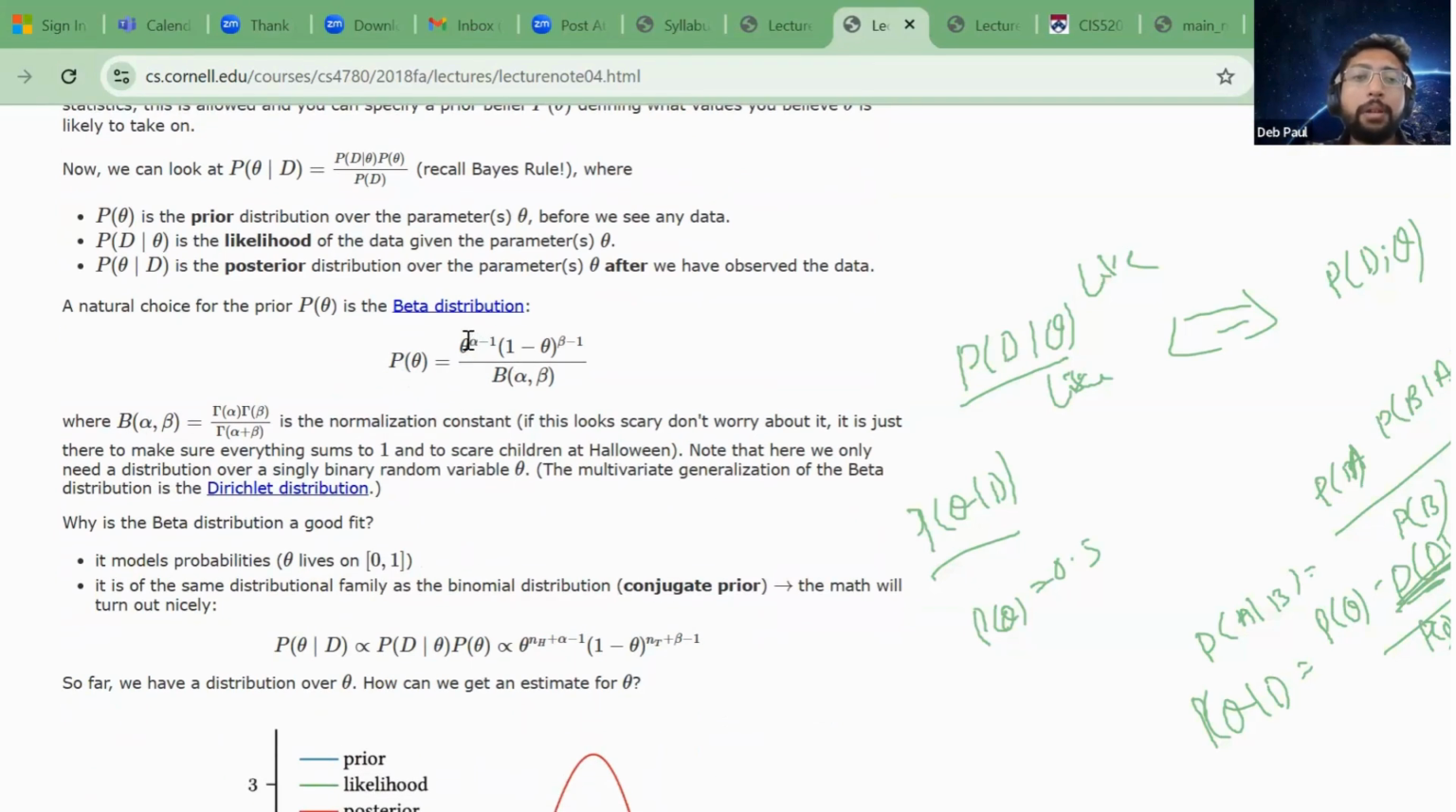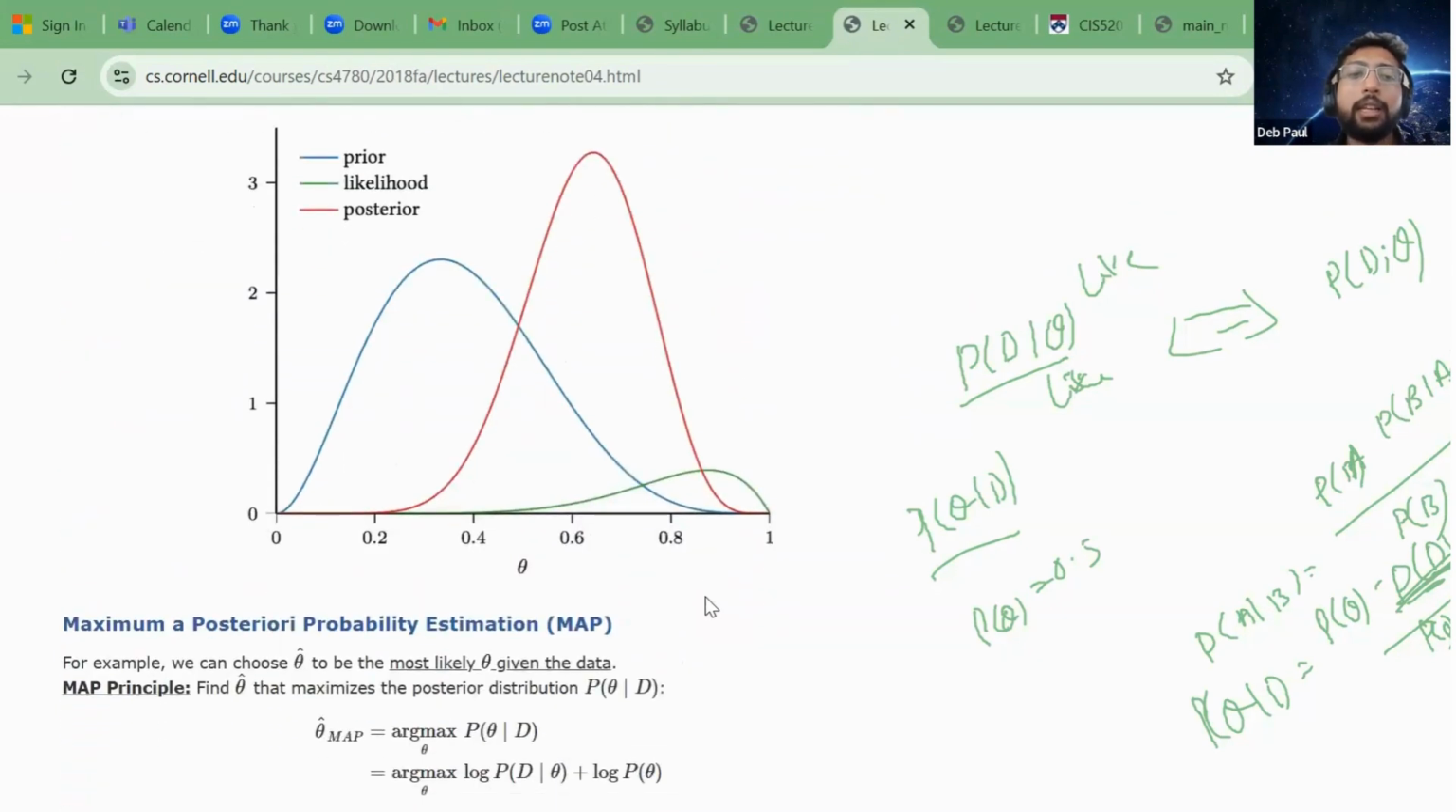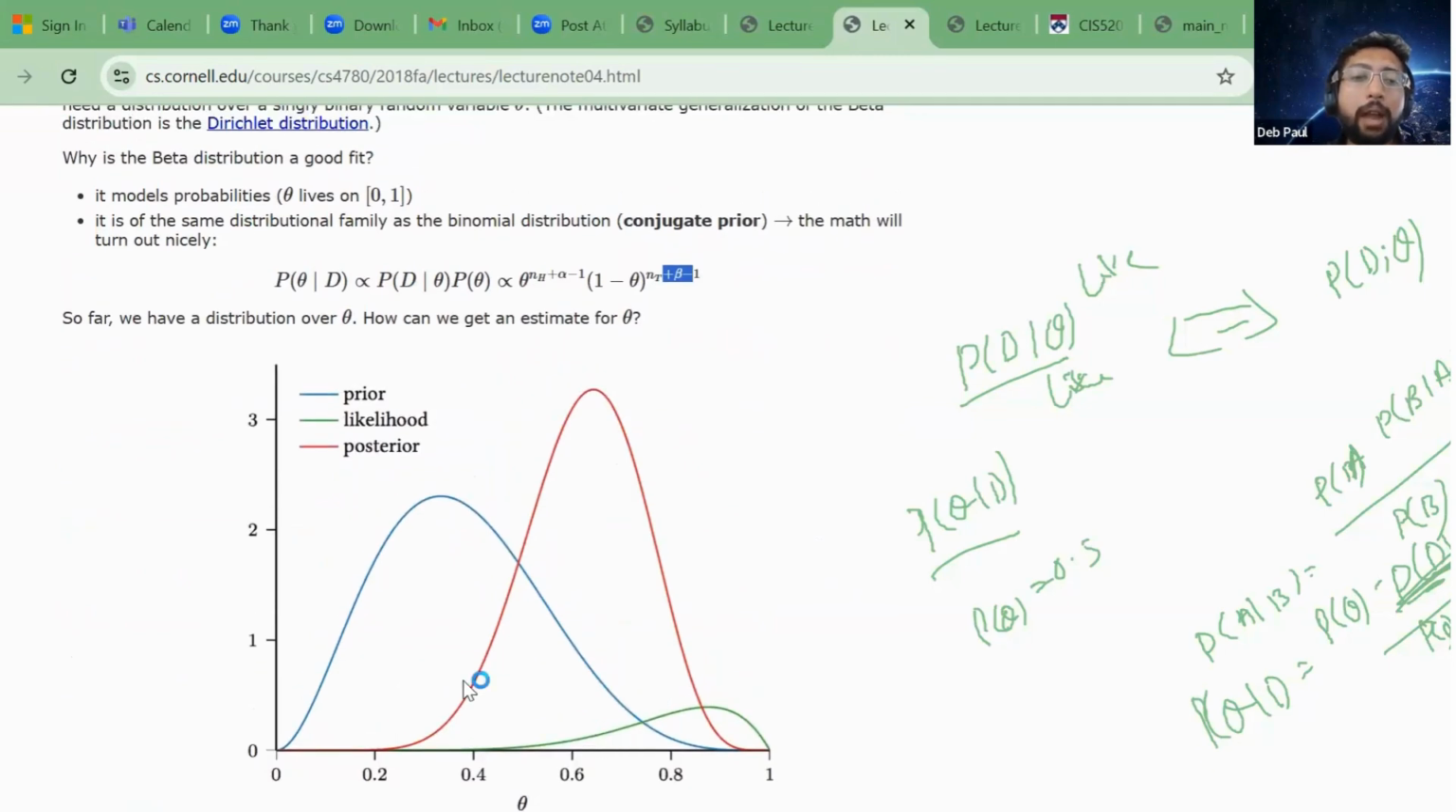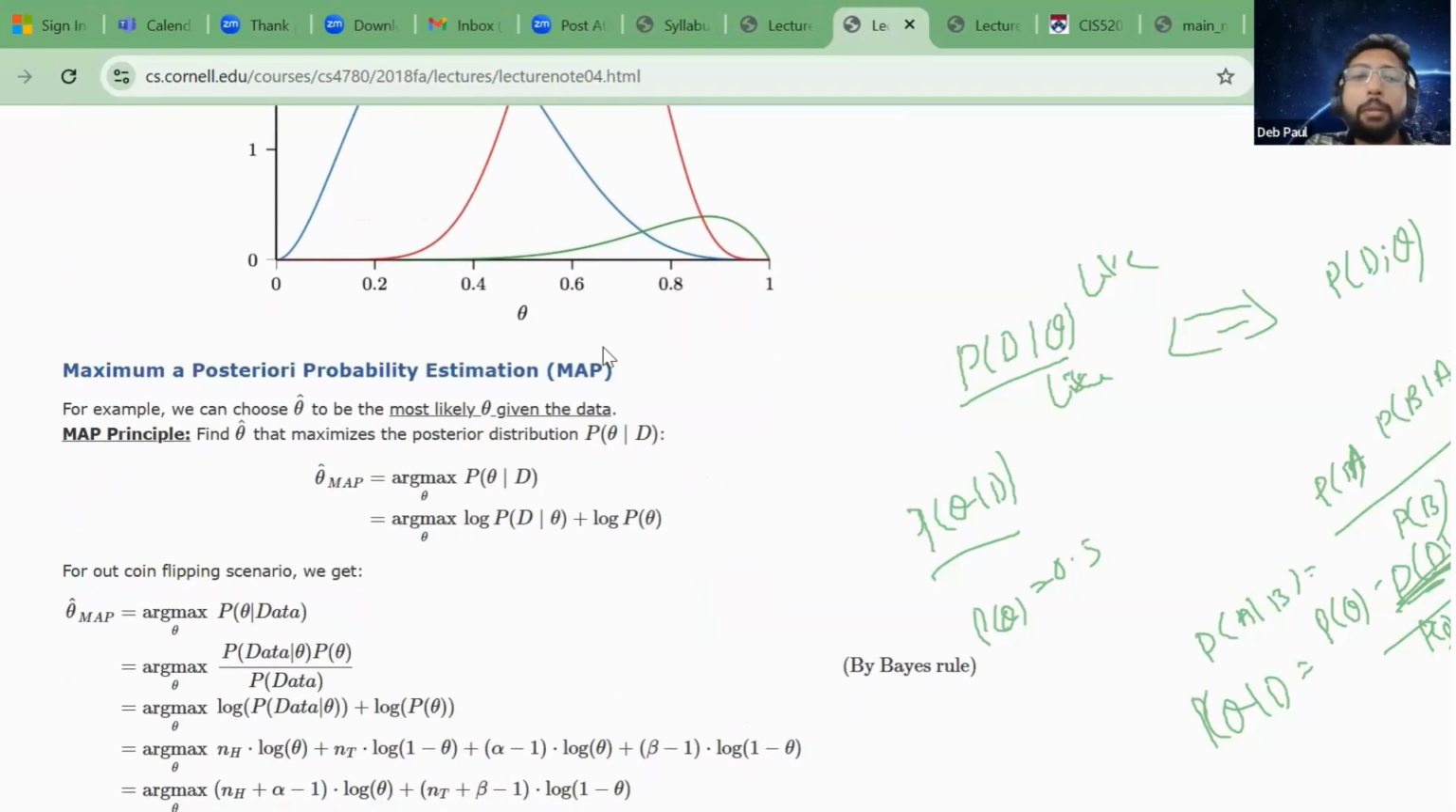And you see this has a similar form. If you multiply this, you will still get NH, because that many heads you have, but you have the alpha plus one and the beta minus one terms just added to your n heads and n tails, right? So this is my prior, and this is my likelihood. Based on this likelihood, my posterior will get shifted towards my likelihood, and the likelihood is coming from the data.